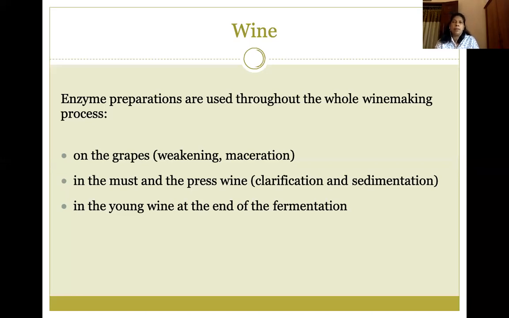Therefore, in the vineyards, they use different grapes for producing different types of wines. First they need to soften the grapes, or make them very soft. Once they soften the grapes, they can easily remove the seeds of the grapes.